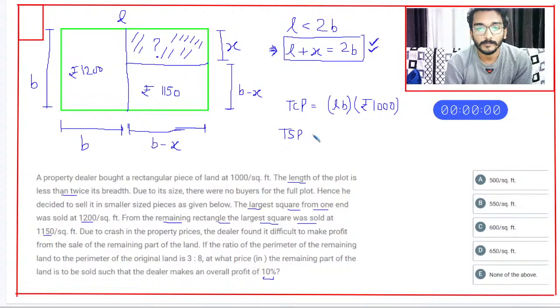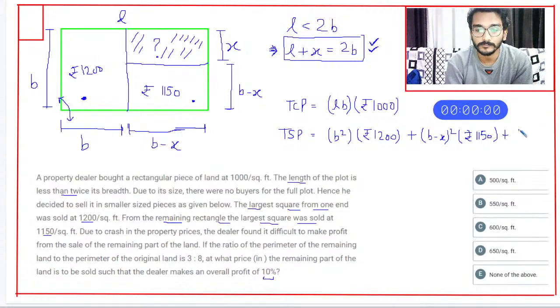What is the total selling price? So total selling price can be found from this particular plot. This was the first plot with the dimension of B cross B, which is B square for me, having the square feet rate of 1200. Then I have a square, this one, with the dimension of B minus X. Feet rate is 1150. And there is one more, which I do not know. The remaining, you can say B minus X cross X. I will write it here.